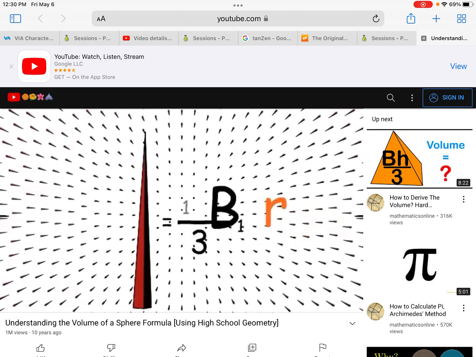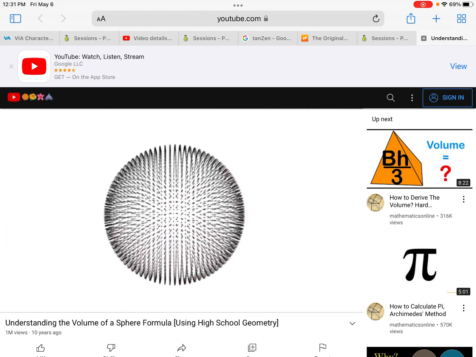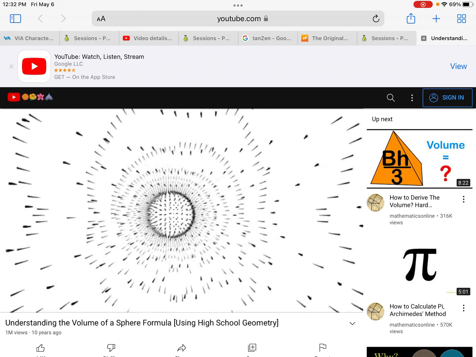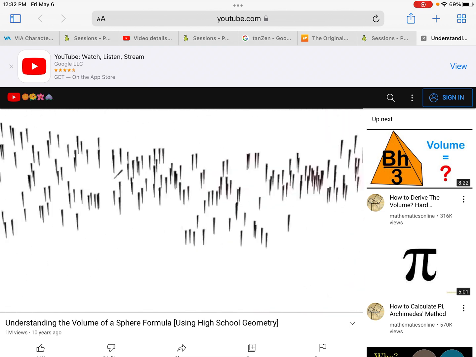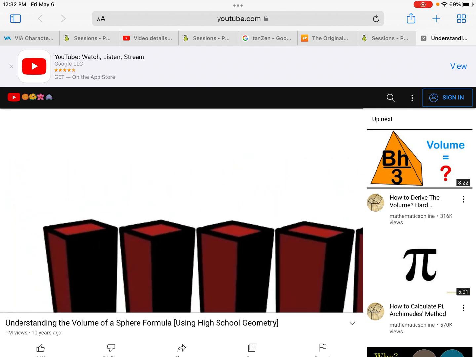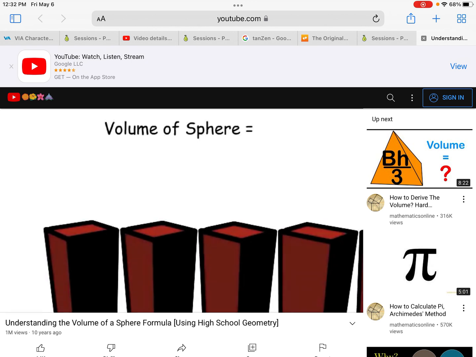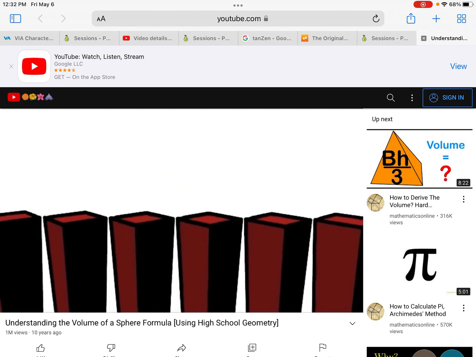We will be numbering the bases, so we start with base 1, and our equation is base 1 r over 3. So in order to find the volume of the sphere, we simply have to calculate the volume of the pyramids and add them together, giving us a simple formula. So lining up the pyramids, we start from the beginning, and we have volume of the sphere is equal to base 1 r over 3 plus base 2 r over 3 plus base 3 r over 3. And we will continue this process up until the last pyramid.